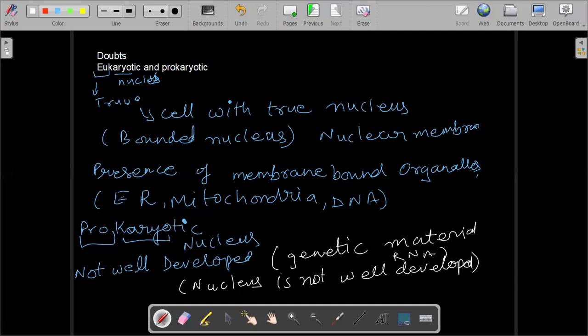Understood, everyone? So this was the difference between a eukaryotic cell and a prokaryotic cell. You can give examples of prokaryotic cells like archaebacteria and eubacteria. All the bacteria are examples of prokaryotic cells.